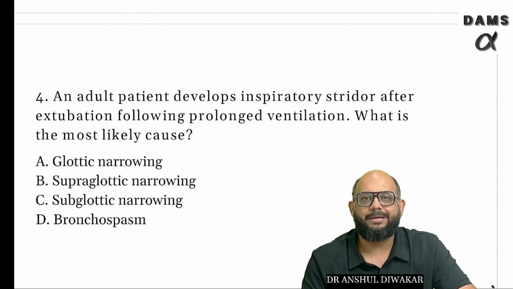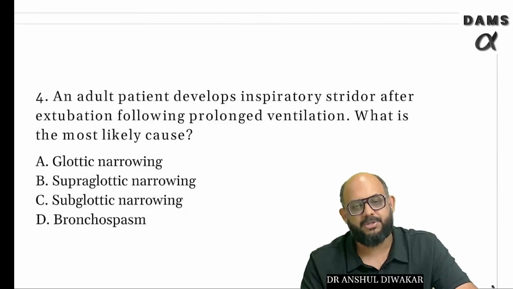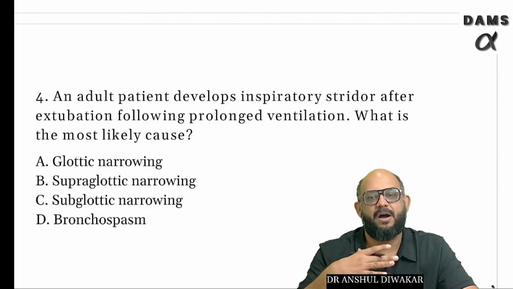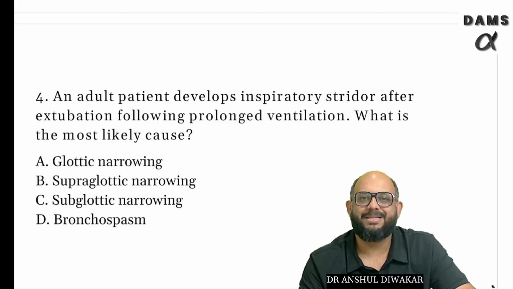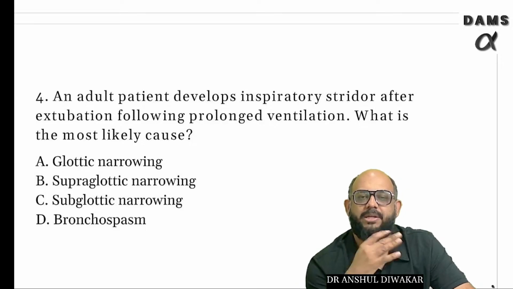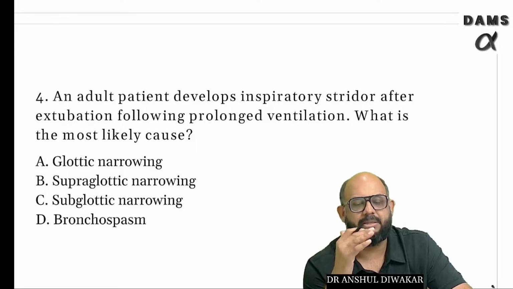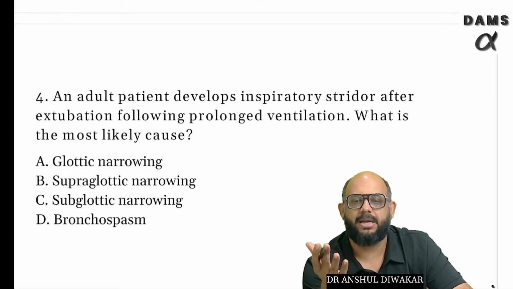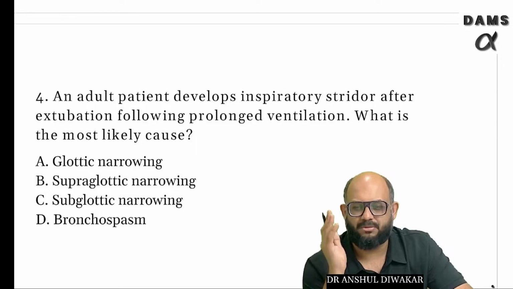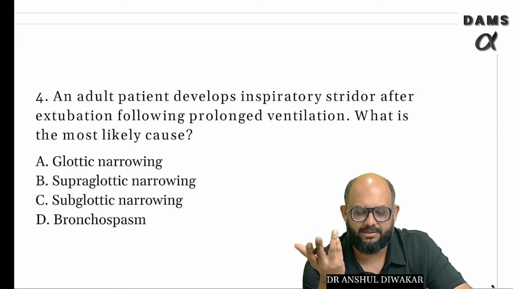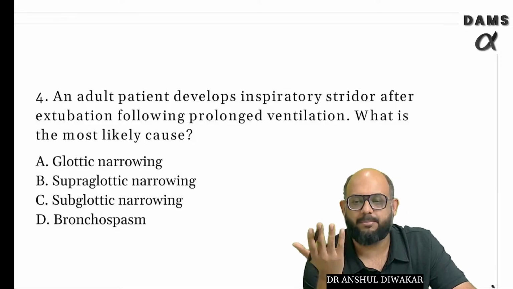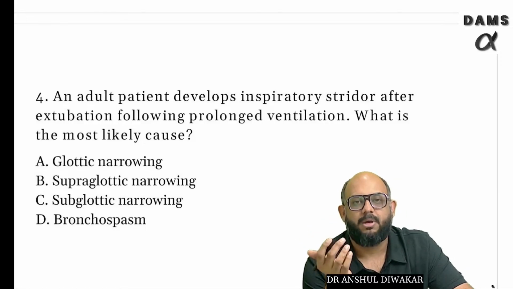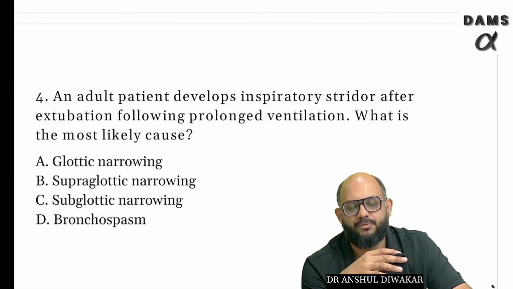This was also a very tricky kind of a question. An adult patient develops inspiratory stridor after extubation following prolonged ventilation. What is the most likely cause? Was it exactly the same question? Because initially someone said they just asked what is the narrowest portion of adult larynx, which was very weird to ask. Who would ask narrowest? If they ask narrowest portion of a pediatric larynx, that is something unique. That is subglottic.